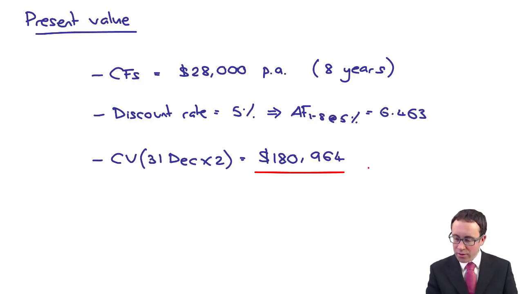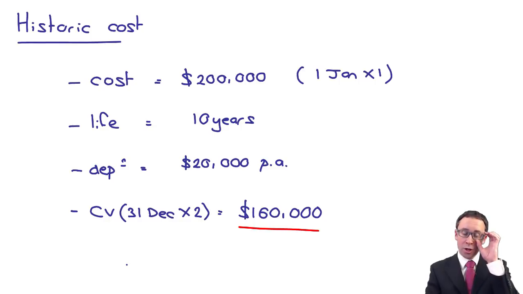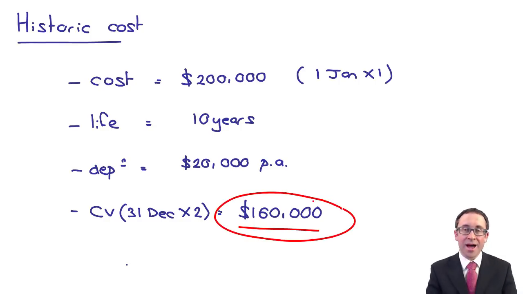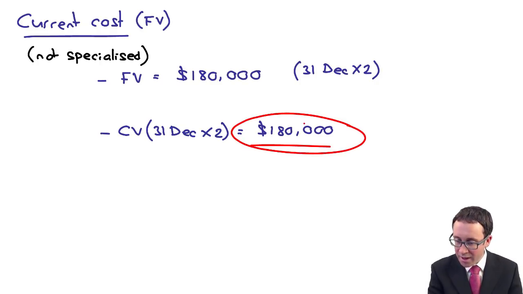And what you've got now is, if you look at those 4 different measurement techniques, going back to your first one, your historic cost, you've got 160,000. That's what we would show on our financial statements. If we adopted the revaluation model, then we would revalue it up to the 180,000 at December X2, and then the movement would go to other comprehensive income.